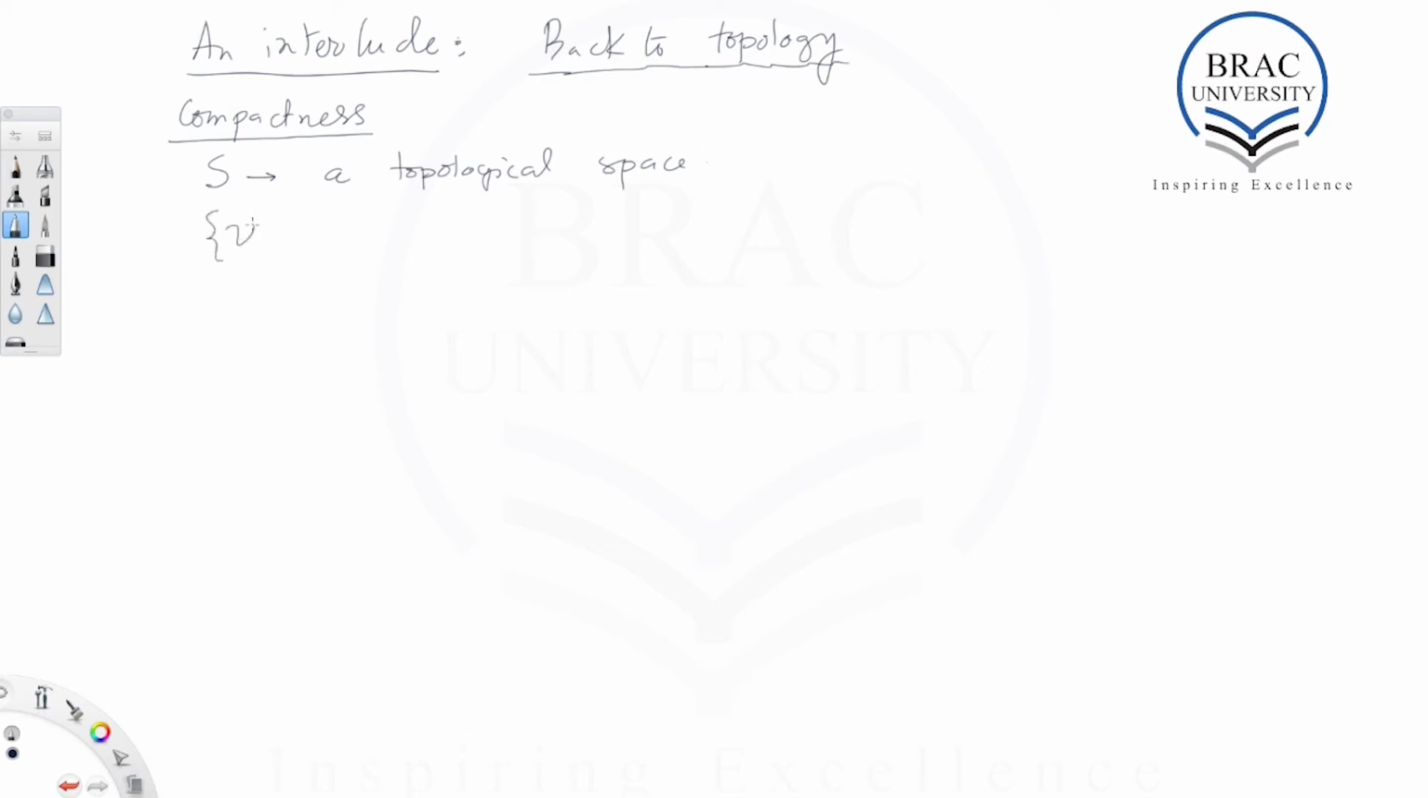So a collection U alpha of open subsets is said to be an open cover of S if S is contained in the union of all these open sets. Okay. Now notice that since the open sets are in the topology of S, this is actually an equality.